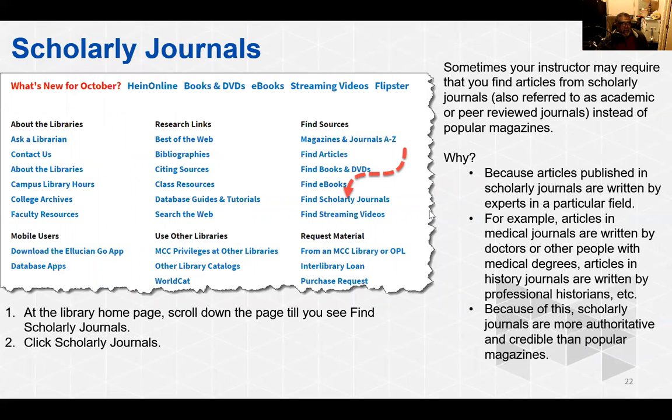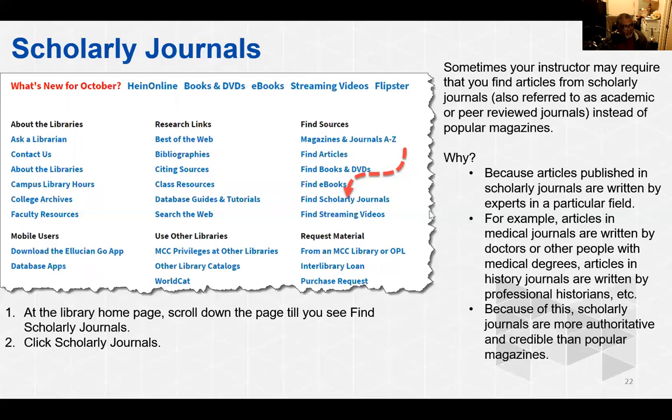All right. Sometimes your instructor may require that you find articles from a scholarly journal, also referred to as an academic or peer reviewed journal, instead of popular magazines. Why, you may ask? Because articles published in scholarly journals are written by experts in a particular field. For example, articles in medical journals are written by doctors and other people with medical degrees. Articles in history journals are written by professional historians, etc. Scholarly journals are more authoritative and credible than popular magazines.